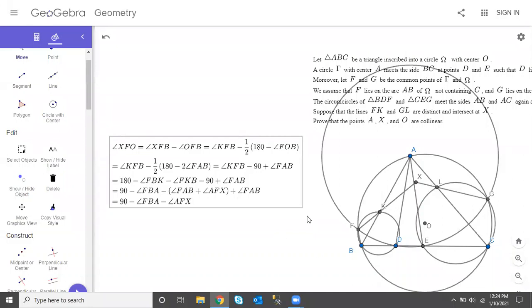FG is the radical axis. That's true. Yeah, OA is perpendicular to FG. I agree with that.